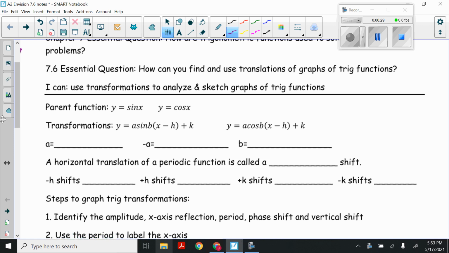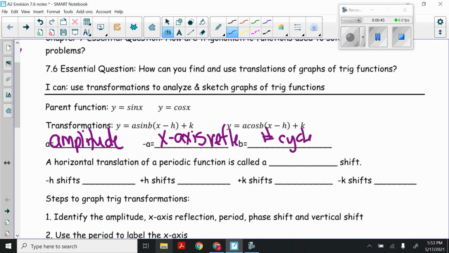So we know that a is equal to our amplitude. You know that negative a is an x-axis reflection. We know that b is the number of cycles by the period. A horizontal translation of a periodic function is called a phase shift.